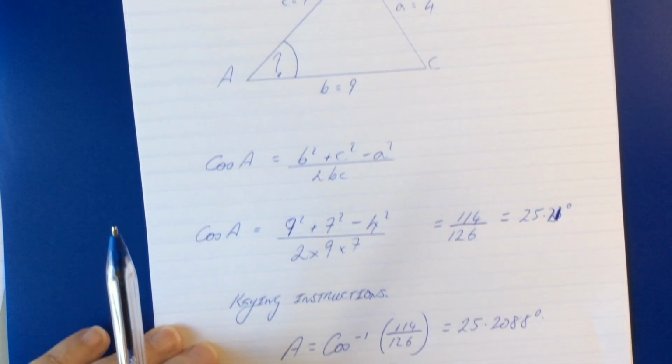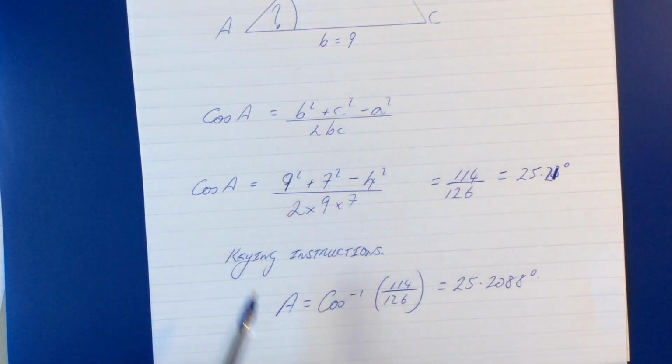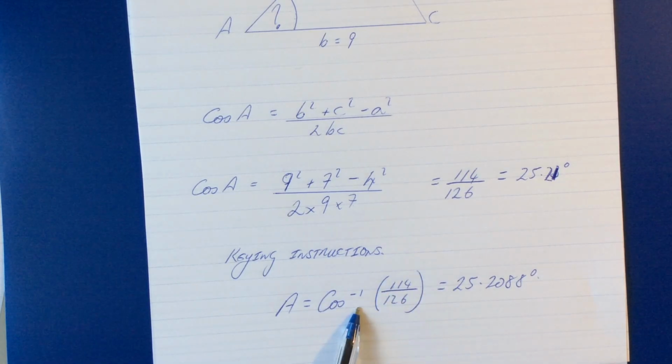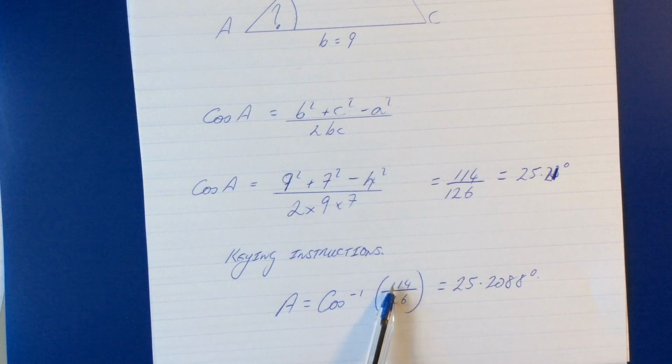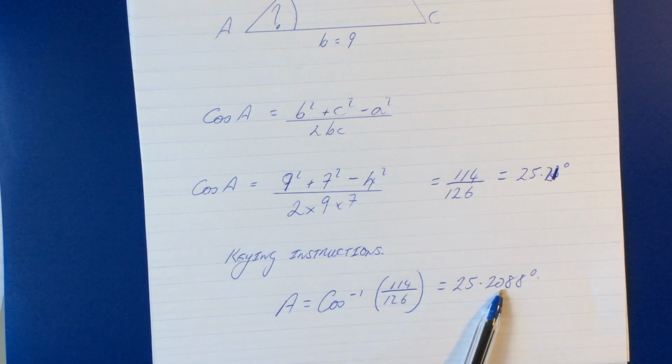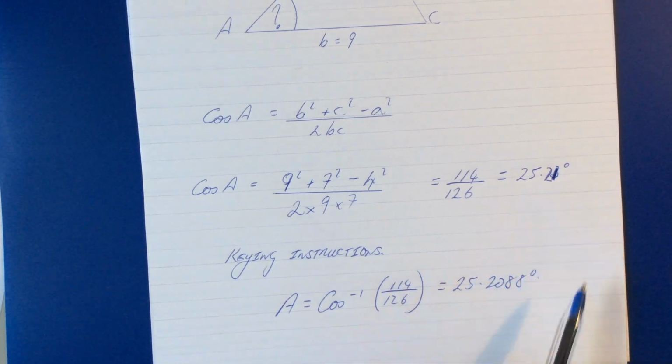Okay, so keying instructions for this on a calculator. What you're looking for is the angle A, and therefore you're trying to figure out what angle this cosine gives you. So it's cos -1 on your calculator, or second function cos, whichever way you do this. Put that in, press go, and you get 25.2088 degrees, which rounds to that.